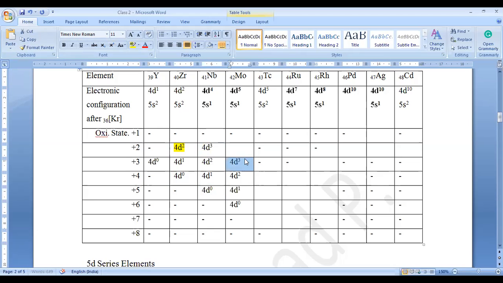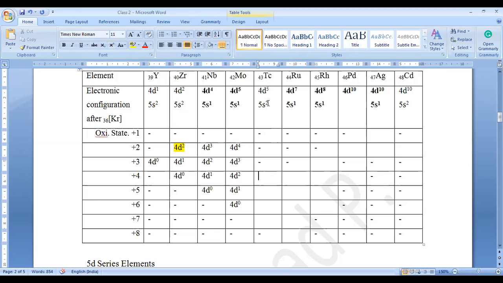Then we'll go to molybdenum. Molybdenum has got, just like manganese, a larger number of oxidation possibilities. That is 4d4, 4d3, 4d2, 4d1, and 4d0. That is +2, +3, +4, +5, and +6. Then for technetium, we have +4 and +5 possibilities.